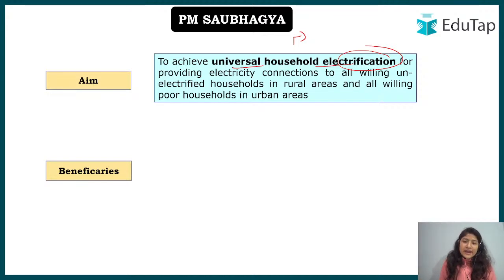Initially its aim was to have universal household connectivity, to have a meter at home, to have a connection, to have a wire at home. And after this aim was achieved in 2019, they moved ahead and are now working to provide continuous electricity in the areas that they have provided with it.